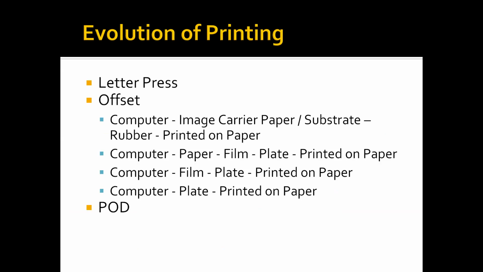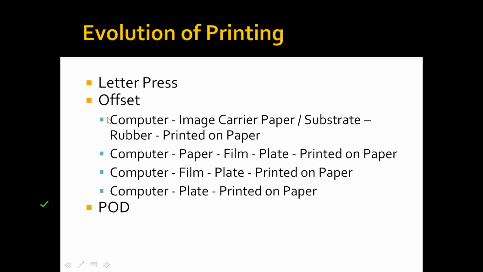So the evolution of printing also, you have to know. Until the 80s, you had something called letterpress, where each letter was one piece, and they had to manually adjust the letters one after another and then print. Then offset came. Offset itself evolved into lots of things.